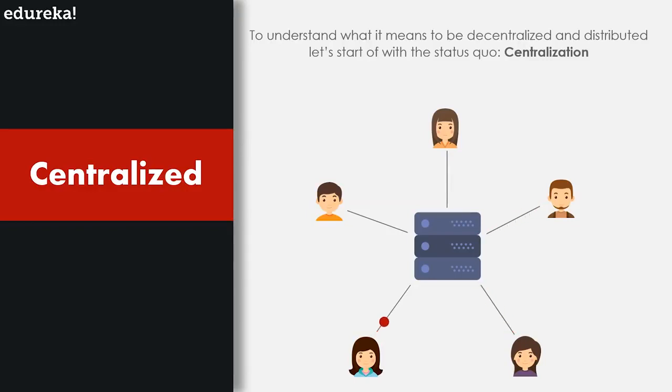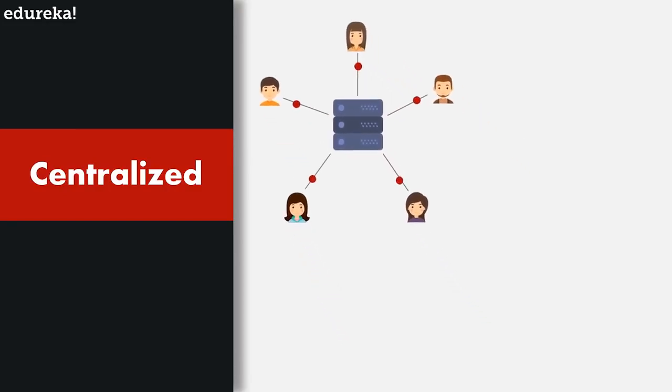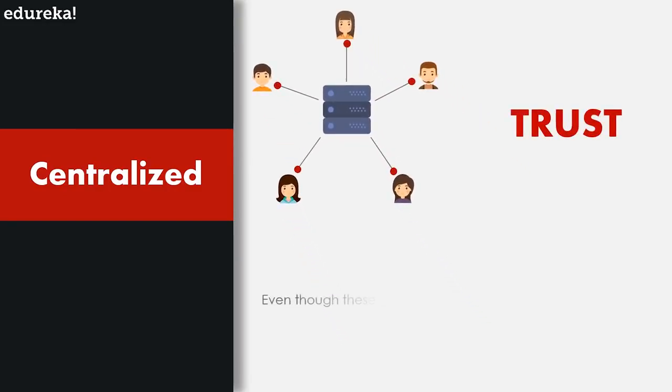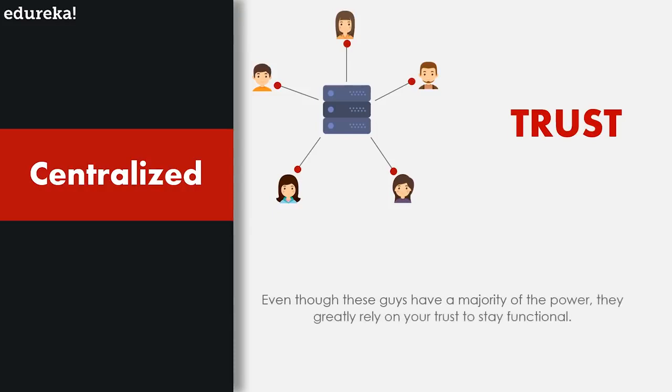Be it you want to order food from some delivery and logistics system like Zomato, or you want to book a cab through Uber, you're basically going through a third party. This third party has complete power over the rules and regulations of the system. Even though these guys have a majority of the power, they greatly rely on your trust to stay functional. For example, I'm sure you keep your money in the bank instead of just stowing it away under your bed at home because you trust the bank more than your next door neighbor.